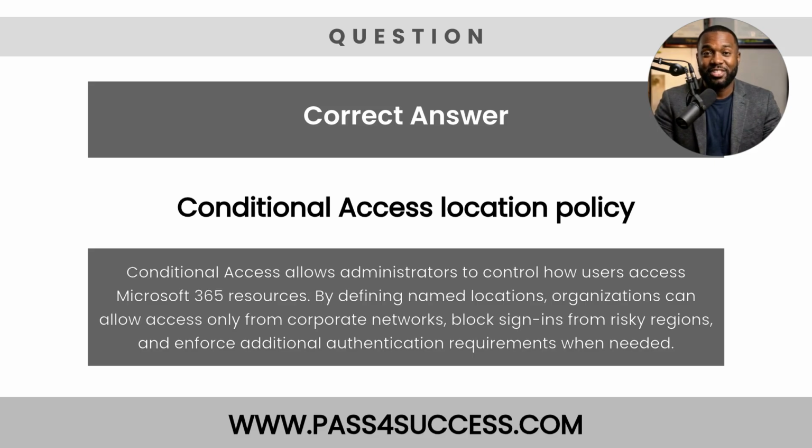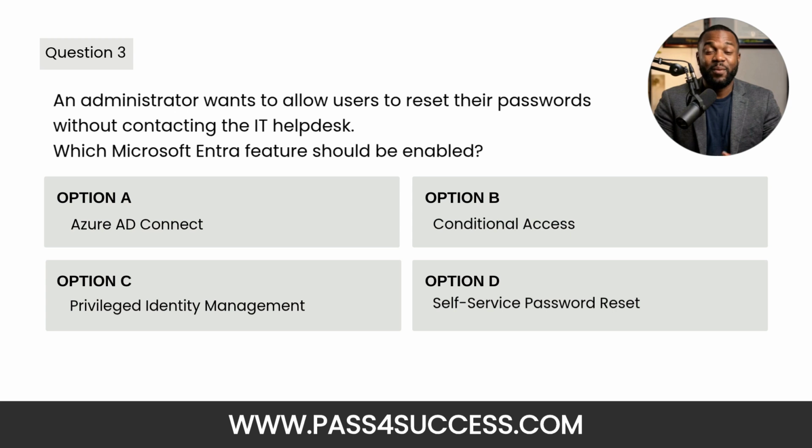Conditional Access Location Policy. Explanation: conditional access allows administrators to control how users access Microsoft 365 resources. By defining named locations, organizations can allow access only from corporate networks, block sign-ins from risky regions, and enforce additional authentication requirements when needed.